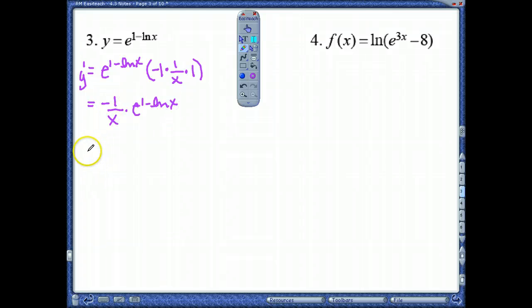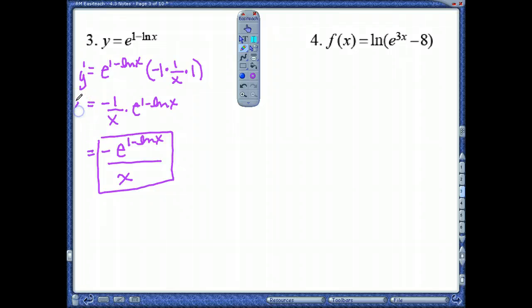Now if you want to, you can put that e on top. That negative is understood to be a negative 1 in front of there. Just a little bit of math shorthand. And that's perfectly fine to leave your answer. You could have left it like you had it right up here as well.